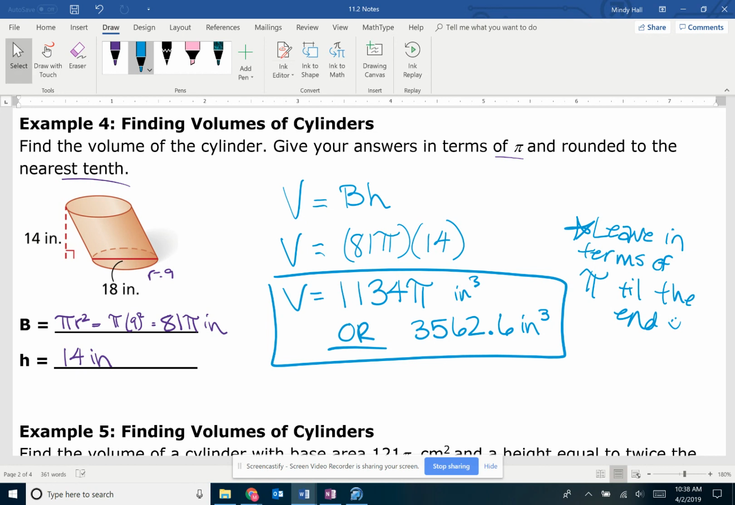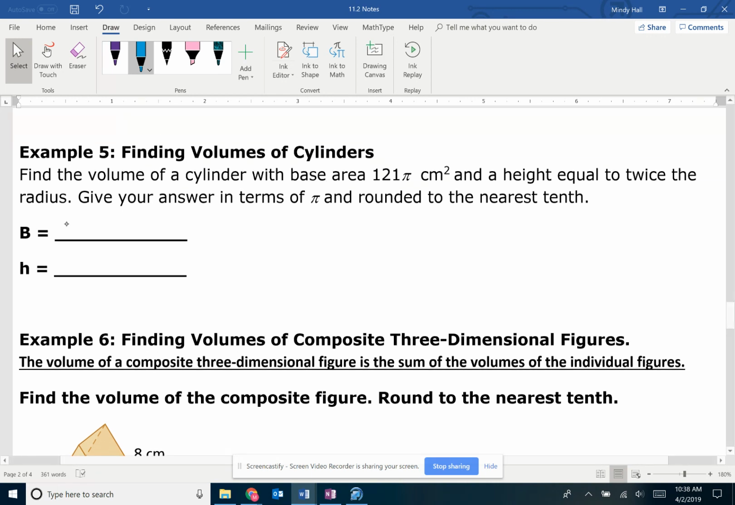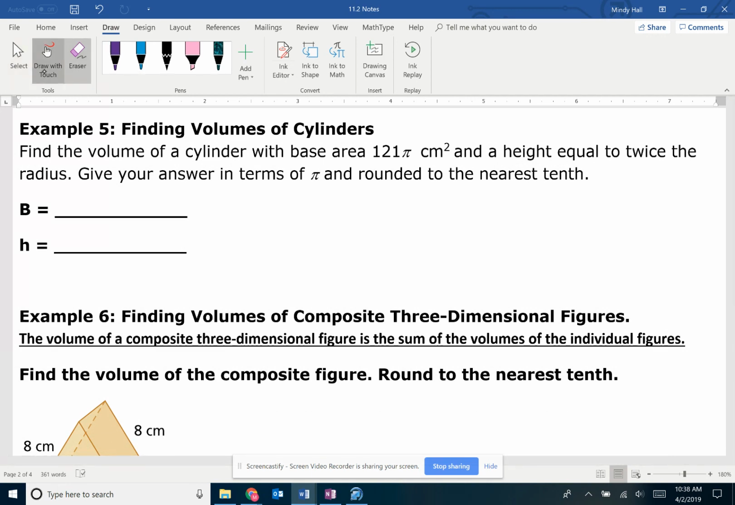All right, so we have a volume now of a cylinder with a base area of 121 centimeters squared and a height equal to twice the radius. We're going to give our answer in terms of pi and round to the nearest tenth. So what we know right now is that our base area is 121 pi. So I'm just going to go ahead and fill it in, 121 pi. And then my height, the only thing I know about my height is that my height is double my radius.